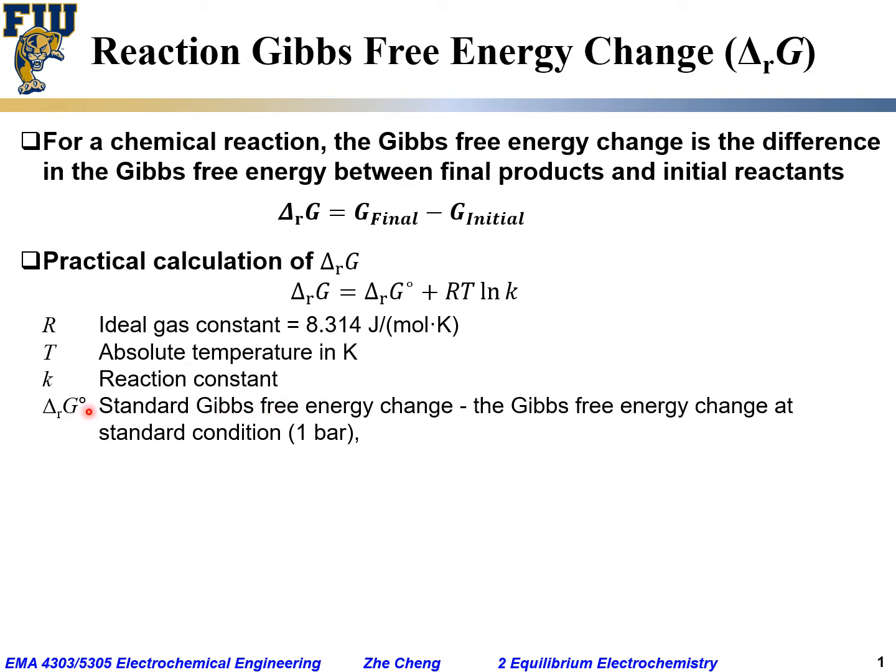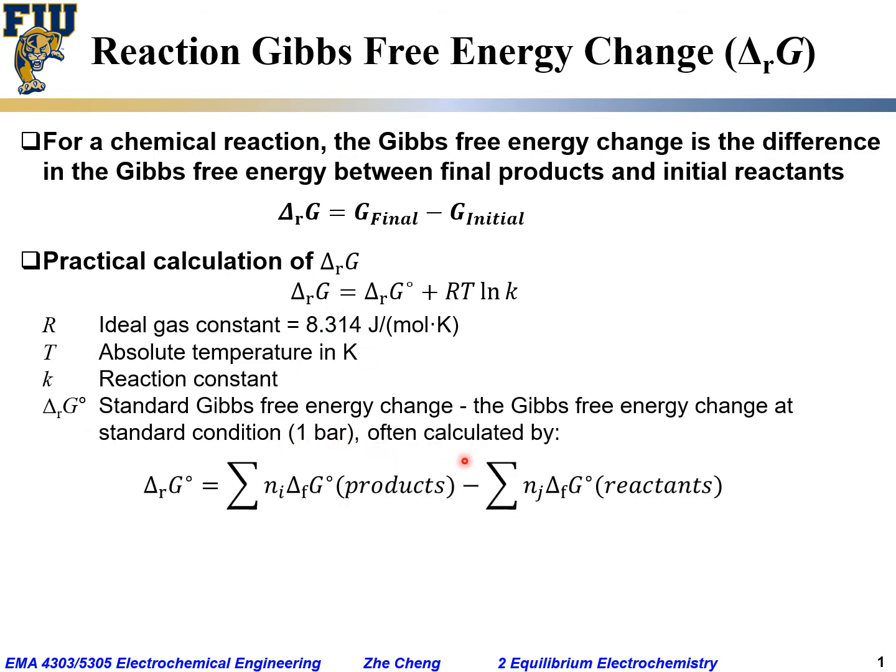That delta RG0 would be the standard Gibbs free energy change at standard condition. The Gibbs free energy change at standard condition typically means 1 bar of pressure, close to 1 atmosphere, but slightly different. And this delta RG0 is quite often calculated by this equation.